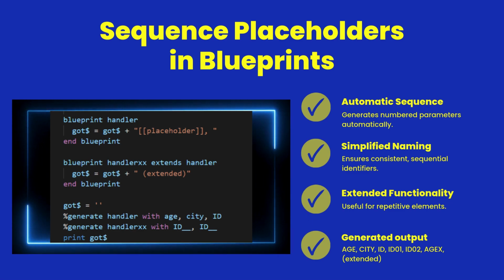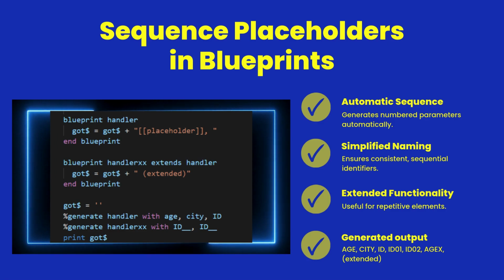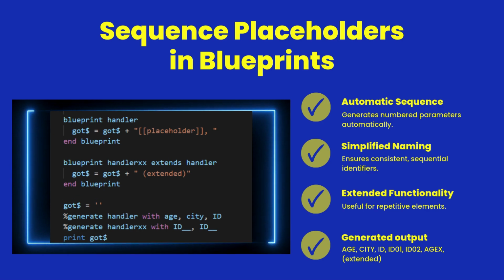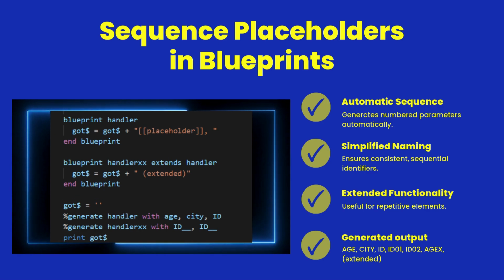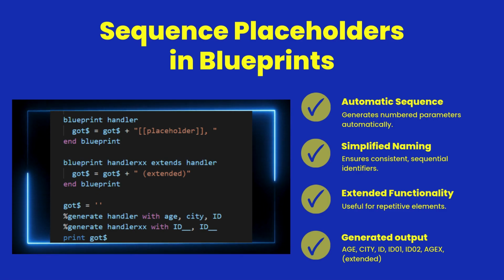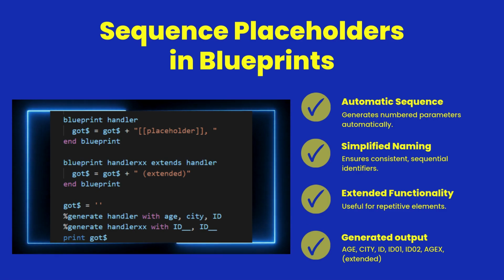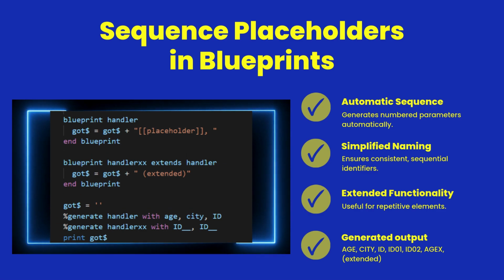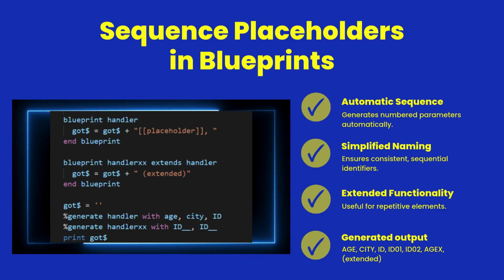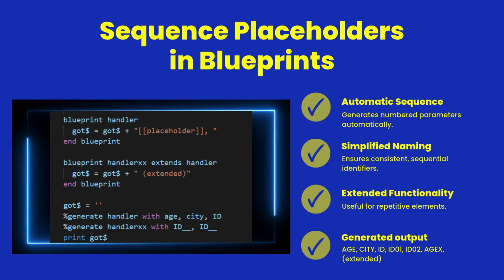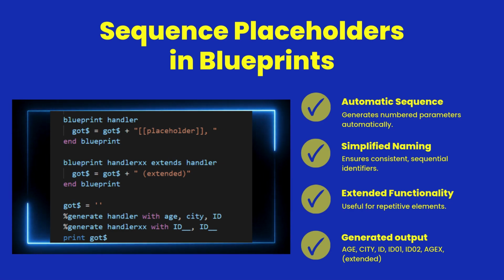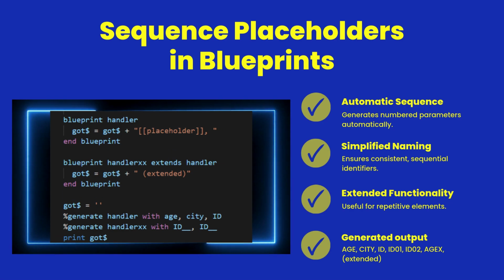After initializing $$ to an empty string, %generate handler with age, city, ID populates $$ with age, city, ID, and %generate handler XX with ID __, ID __, sequentially appends ID 01 and ID 02, age X plus, extended. The final printed result demonstrates both the placeholders and extensions in action.